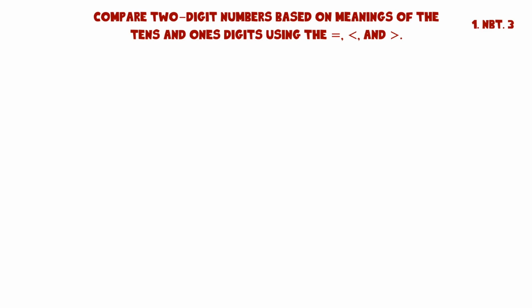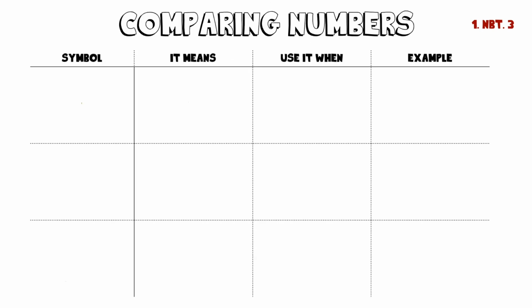Hi, rock stars. This is Miss Rogers here, and today we are going to work on MBT3, which is comparing two-digit numbers based on meaning of the tens and ones digits using the equal to, less than, and greater than sign. Before we begin comparing numbers, let's go over some symbols and vocabulary.